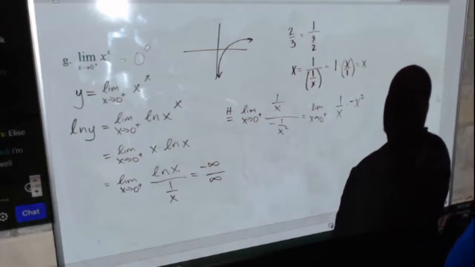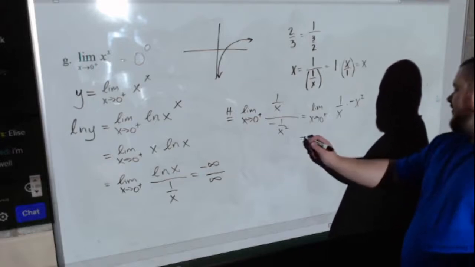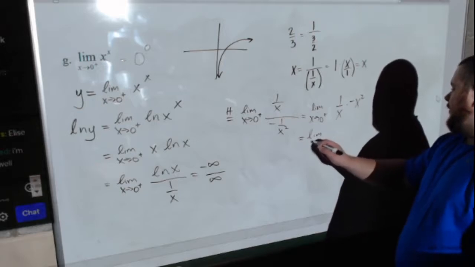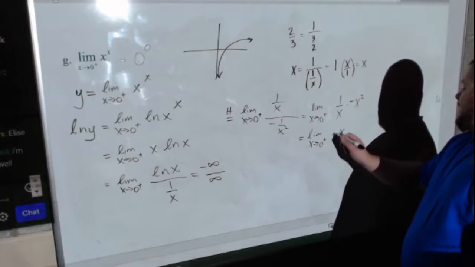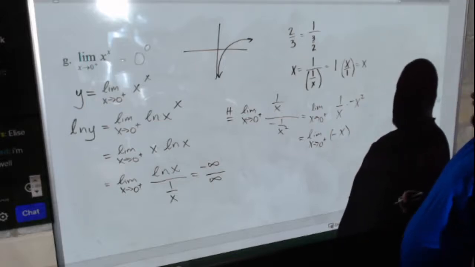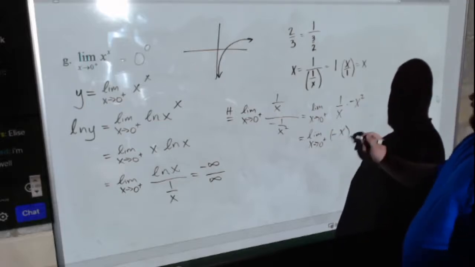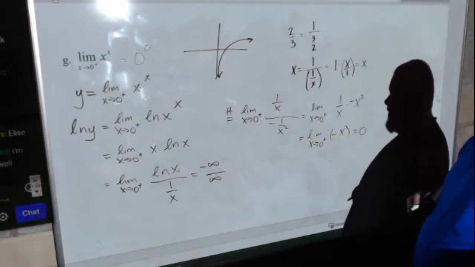And that's just going to simplify to negative x. Plug in 0. This guy is 0.